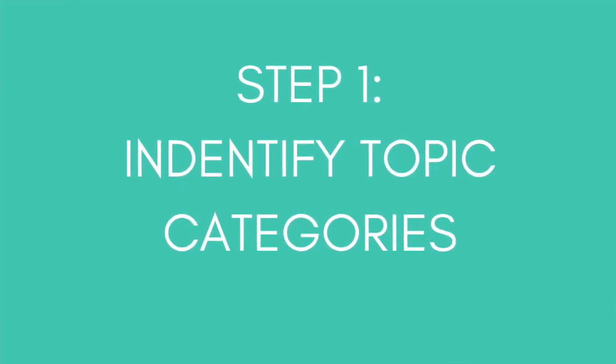Step number 1, I want you to identify 4 to 5 different topic categories or recurring themes that you want to be talking about on your social media channels. Here are 4 examples that we use for our own clients: behind the scenes, patient reviews, information about a treatment, and tips, nutrition tips, or any kind of dental or medical tips that you can use.